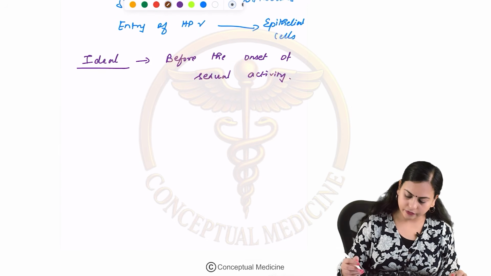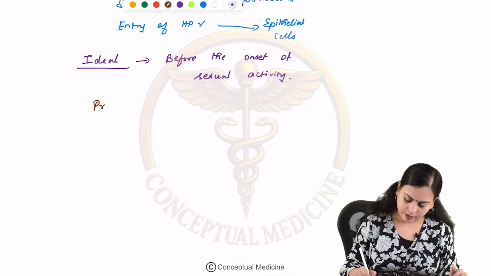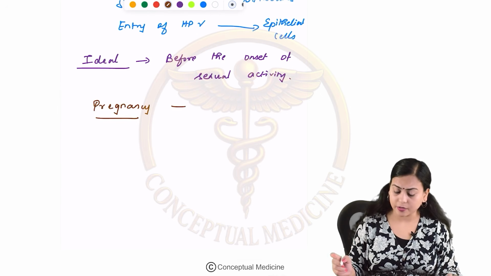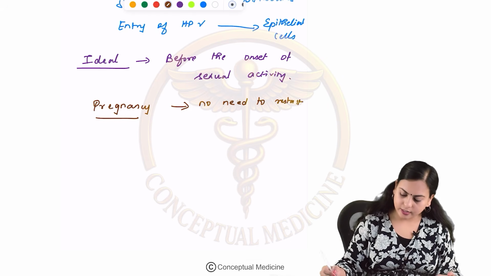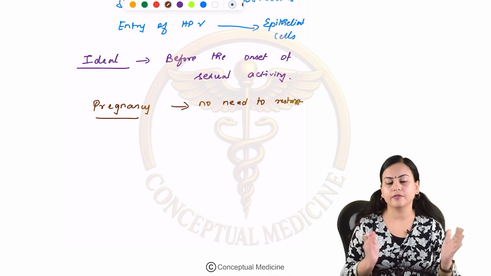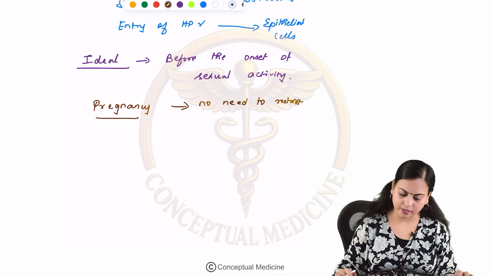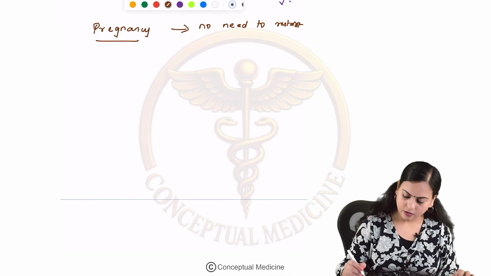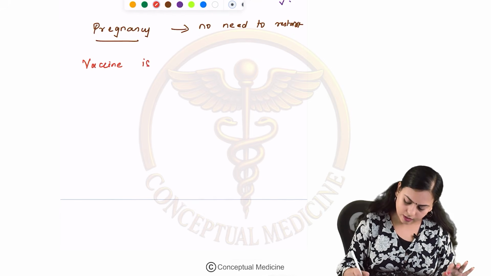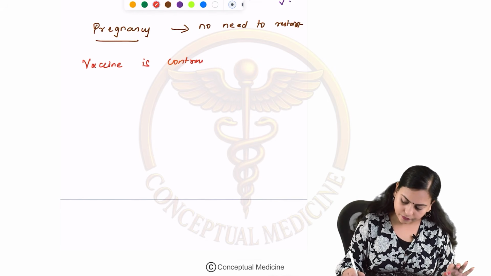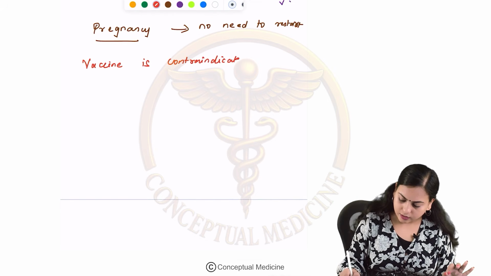Suppose, due to any reason, like pregnancy in the female, the vaccine schedule is interrupted, there is no need to restart it again. It will just be continued like the previous schedule. Right, and remember the points: the vaccine is a live vaccine, so it is contraindicated in pregnancy.